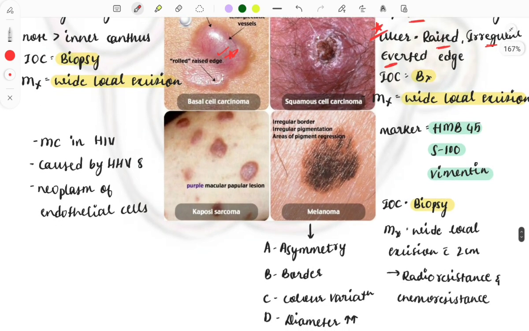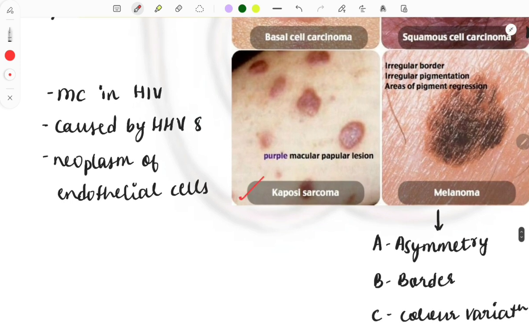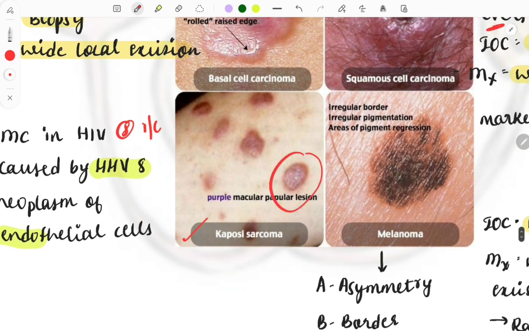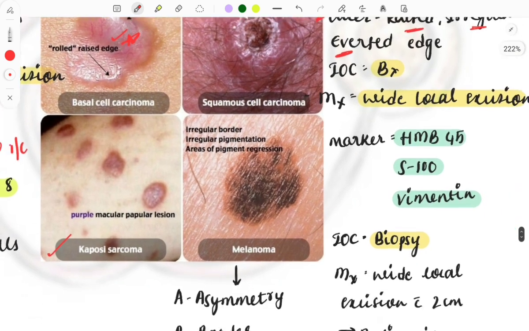And the marker, so this marker is for the melanoma. Okay, then HIV: this Kaposi's sarcoma is also important and most commonly seen in HIV patients, that is, immunocompromised patients, and caused by HHV8, a neoplasm of the endothelial cells. The characteristic feature is the purple macular papular lesion, something like purplish color, between bluish and pinkish. By looking at the appearance you can easily know which is basal, which is squamous, which is Kaposi's, and which is melanoma.